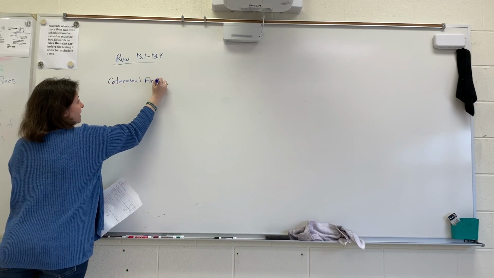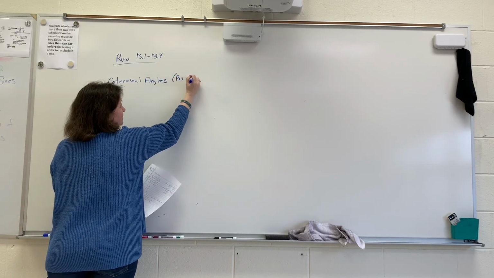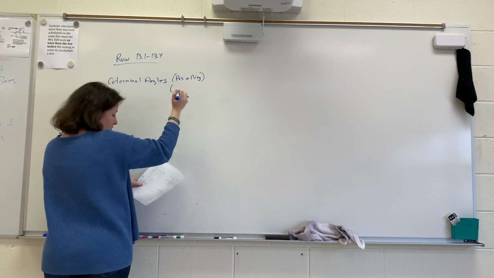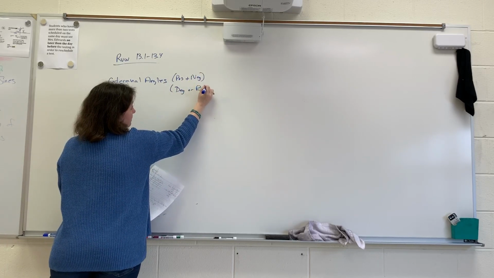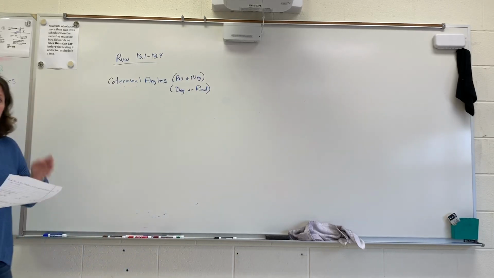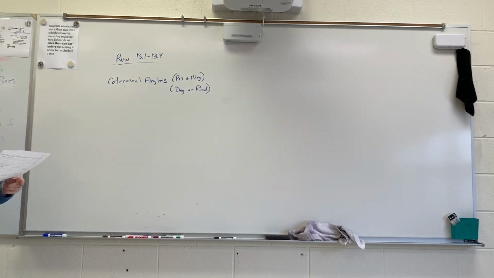So you need to go back and refresh your memory. What's a coterminal angle? You'll need to be able to give me a positive and a negative one. And you're going to need to be able to do it in degrees or in radians. I might do one of each. I don't know yet. But you need to be able to do both. And you need to give me a positive coterminal angle and a negative.